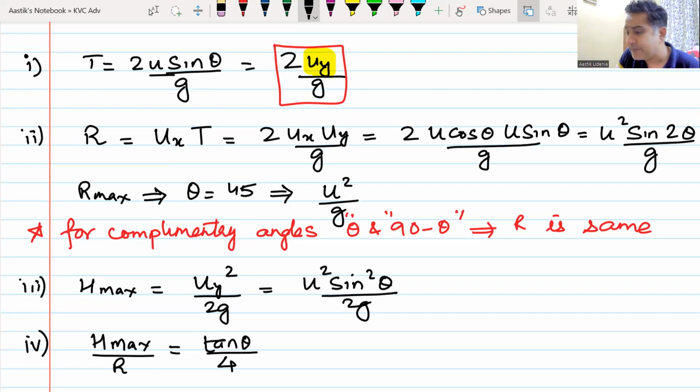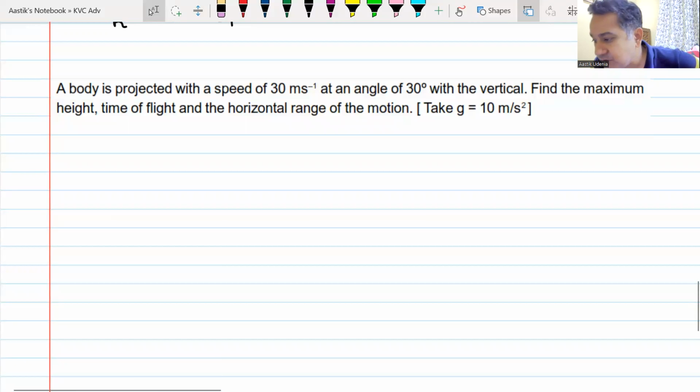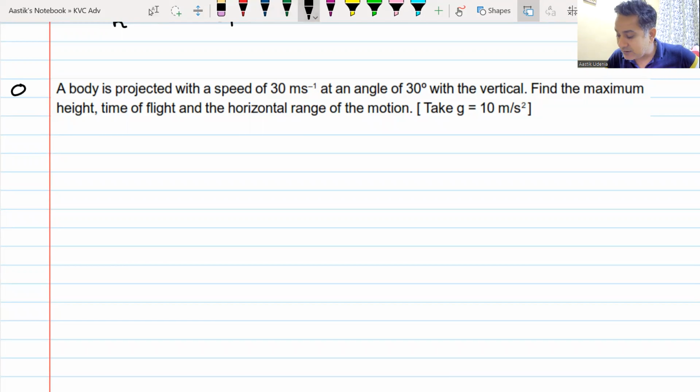But you might have sometimes questions which are not straightforward. So first of all, let us solve one or two questions which are based on these formulas. I hope everyone has written these formulae. So this is the first question. A body is projected with a speed of 30 meter per second at an angle of 30 degrees with the vertical. Find the maximum height, time of flight, and the horizontal range. Question number 1. You shall have 2 minutes to solve this.